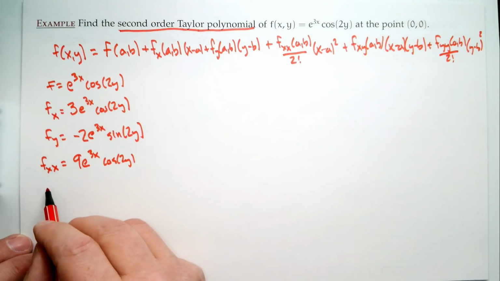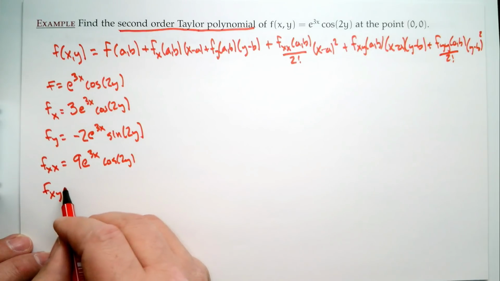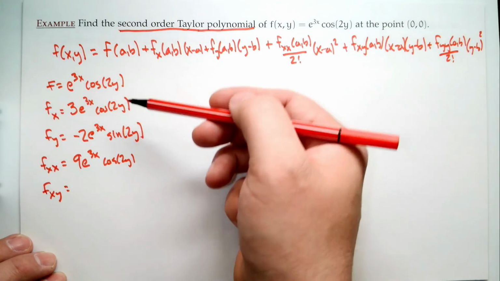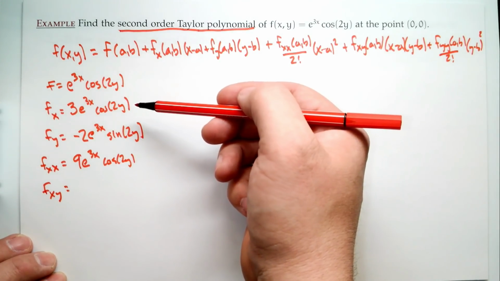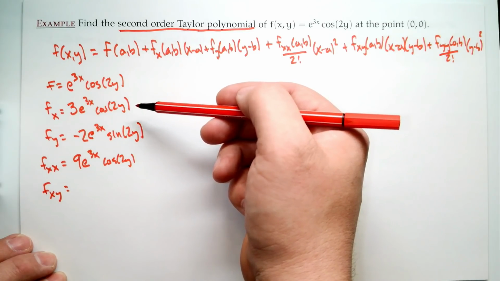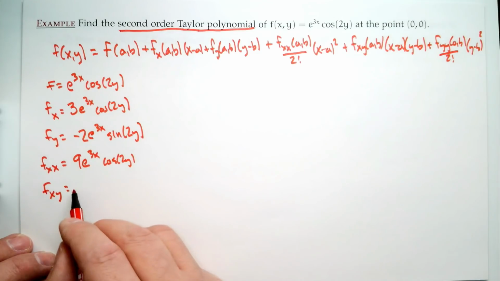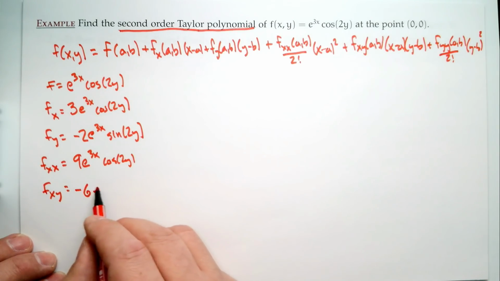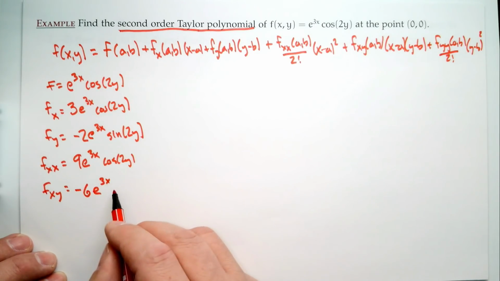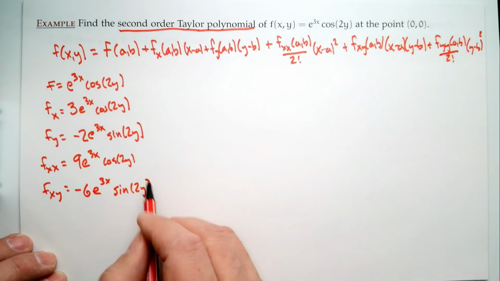f_xy, well, here you actually have two choices. Come up to the derivative with respect to x, take that derivative with respect to y, or go to the derivative with respect to y and take that derivative with respect to x. You'll get the same answer either way. It's just a matter of taste. Which one do you prefer to do? So you'll get minus 6 e to the 3x sine of 2y.